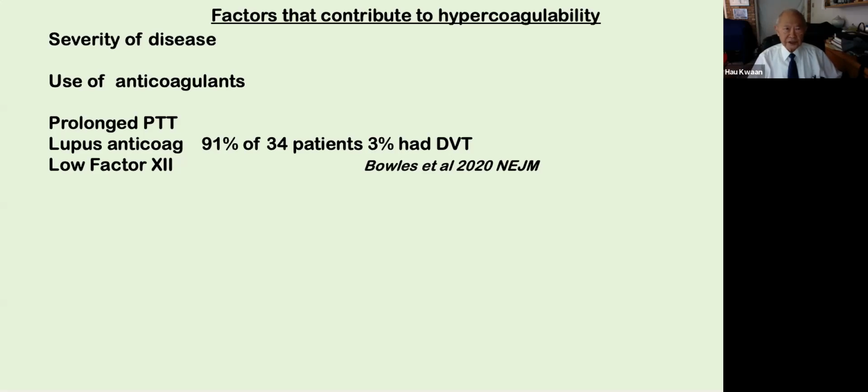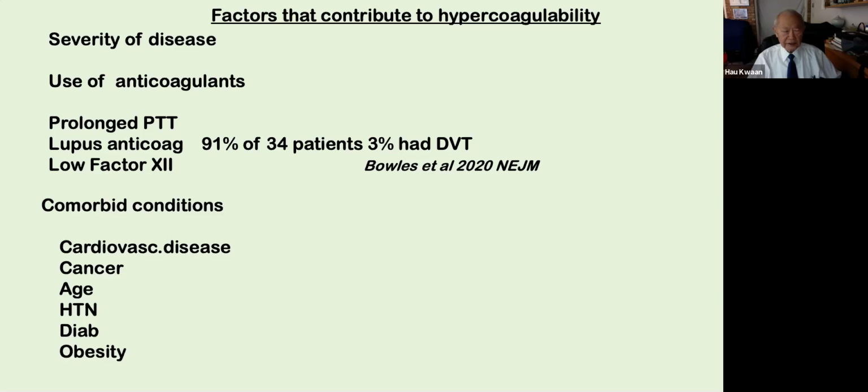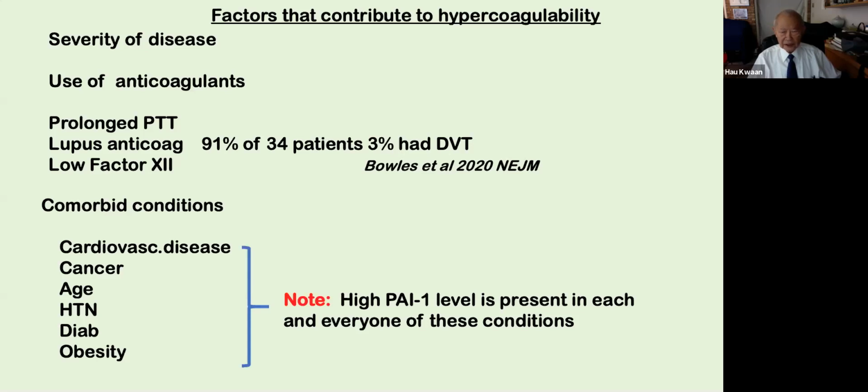So far I've discussed the different factors: severity of the disease, use of anticoagulants, the prolonged PTT, the lupus anticoagulant, and the low factor 12. But there's something else which we must not forget, and that is the comorbid conditions. If the patient has cardiovascular disease, cancer, older age, hypertension, diabetes, obesity, all these will not only make the patient more susceptible to COVID-19 infection, but it will make the infection worse. And please note, a high PAI-1 level is present in each and every one of these conditions. So I just cannot overemphasize the importance of high PAI-1 in this disease.